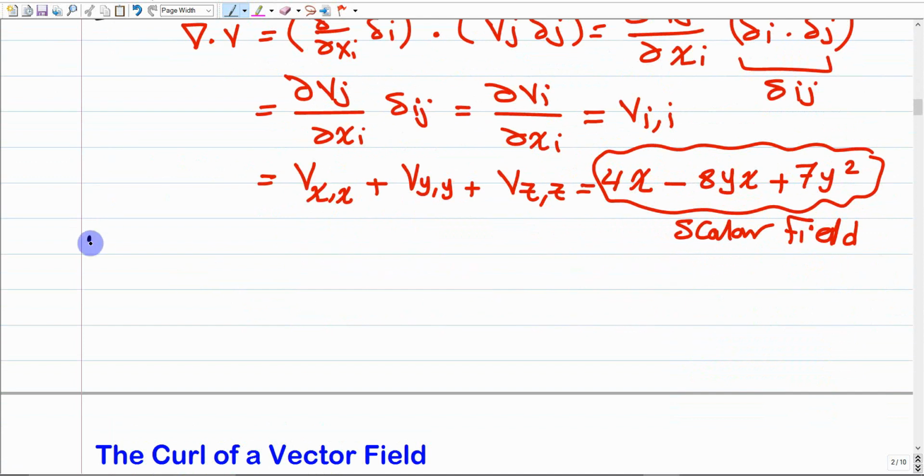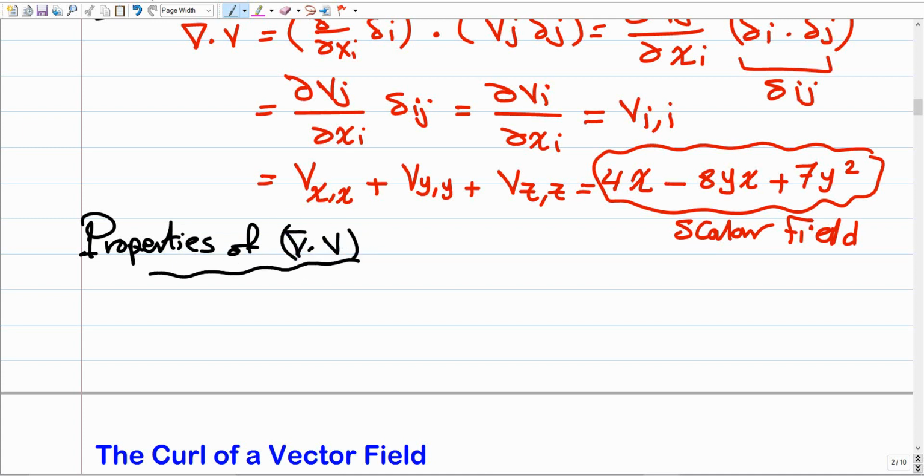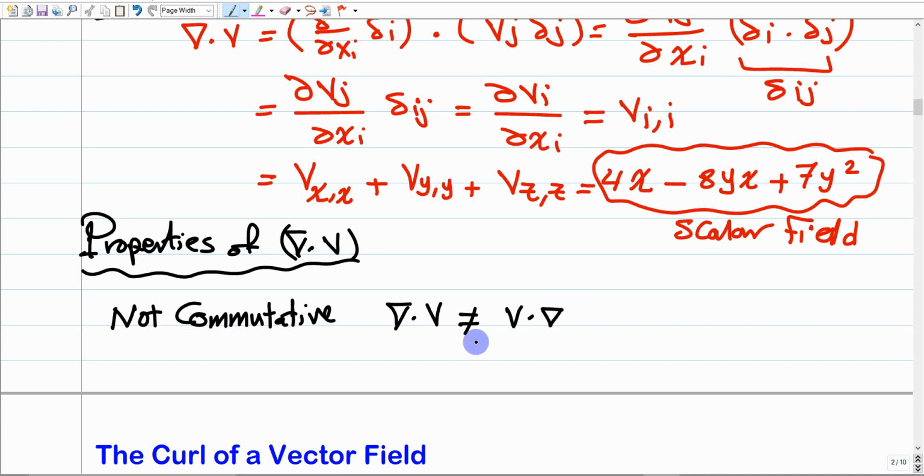So the properties of the divergence of a vector. First of all, they are not commutative. So what does it mean? It means that the divergence of V, or nabla dot V, is not equal to V dot nabla. They are not equal. These two operations are different. Also, it is not associative.